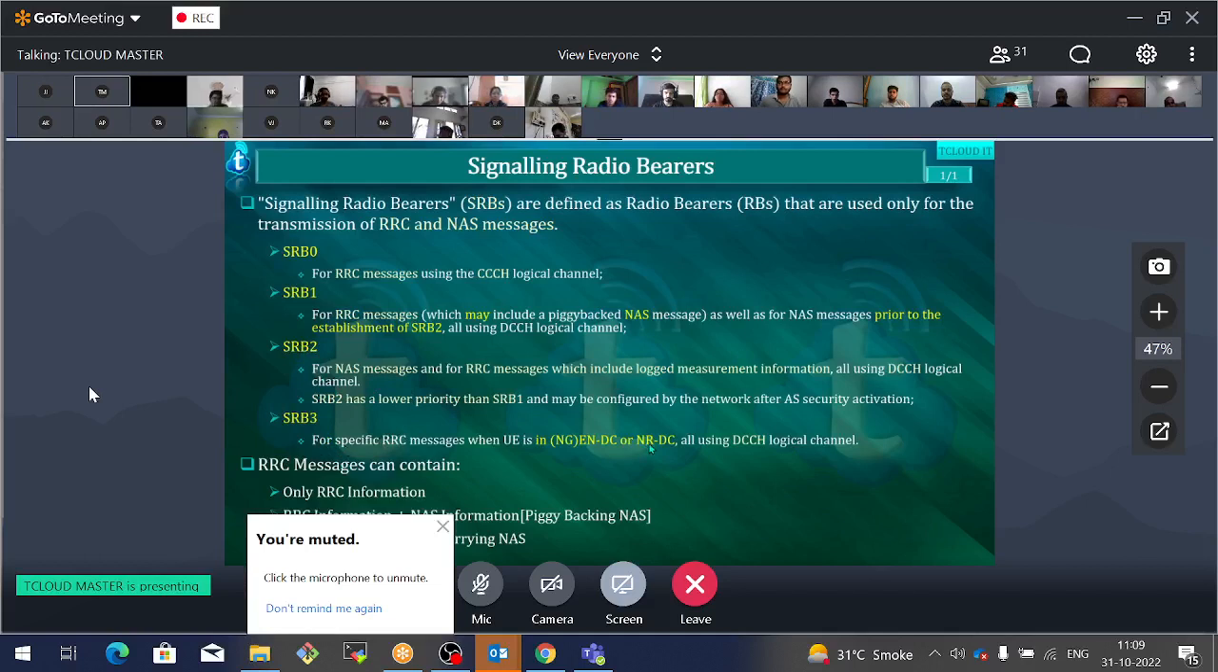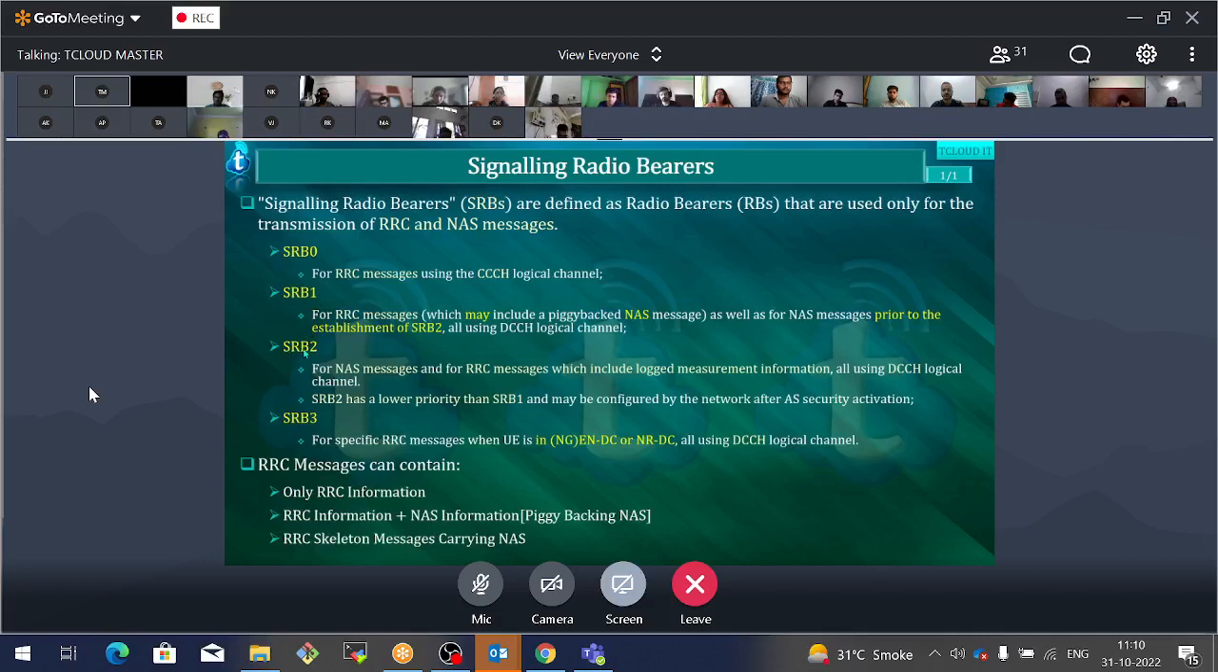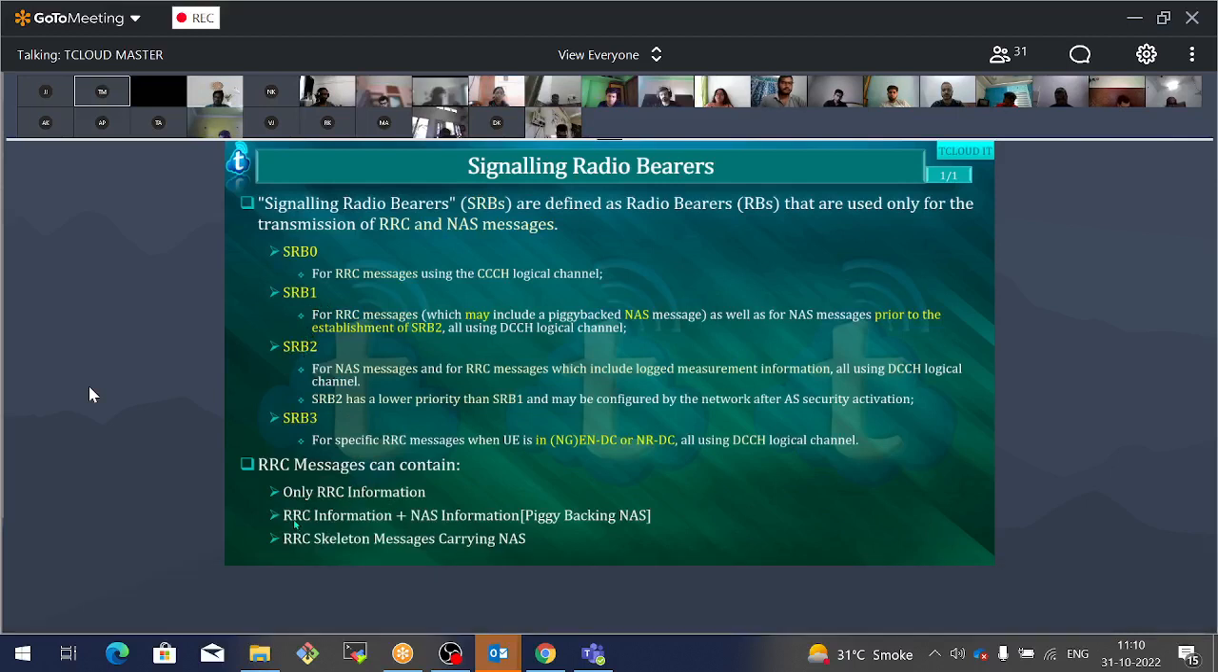SRB3 we decided to ignore because it is related to NR dual connectivity scenarios. We are ignoring that. Now, how many types of RRC messages will we have? Only RRC: only RRC must always travel on SRB1. SRB2 cannot be used. But if you have RRC plus NAS, both present together, even these messages must travel on SRB1.